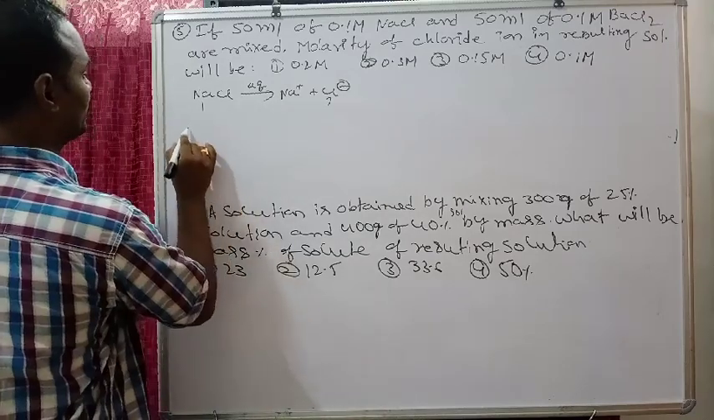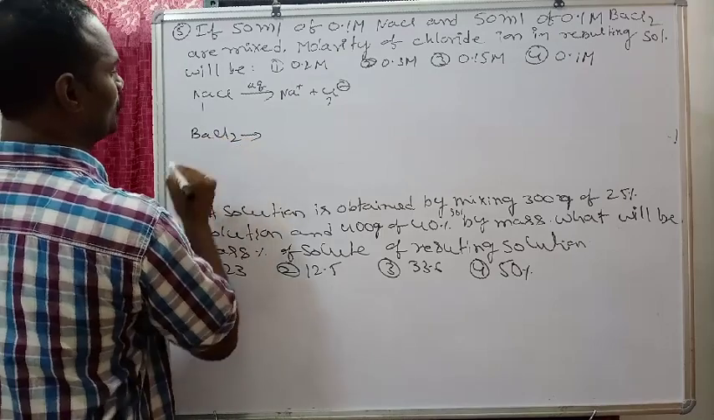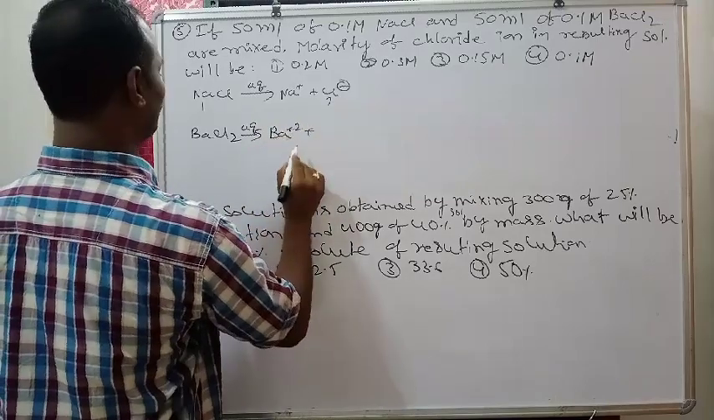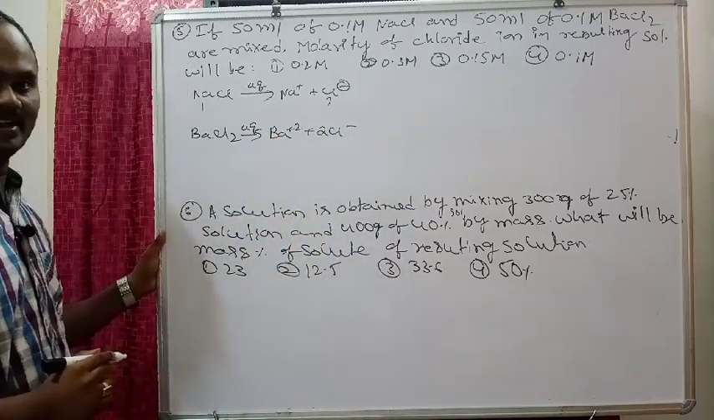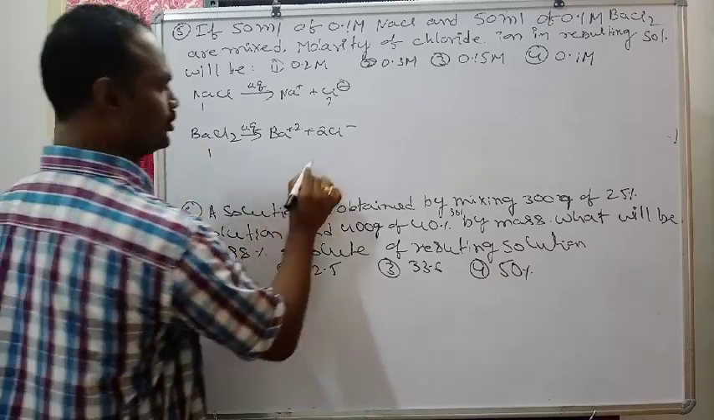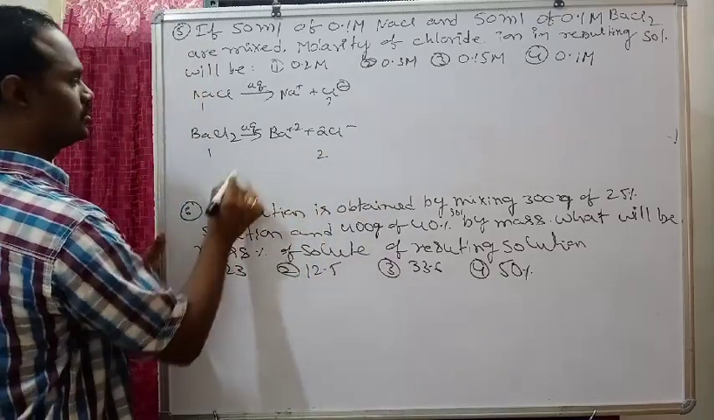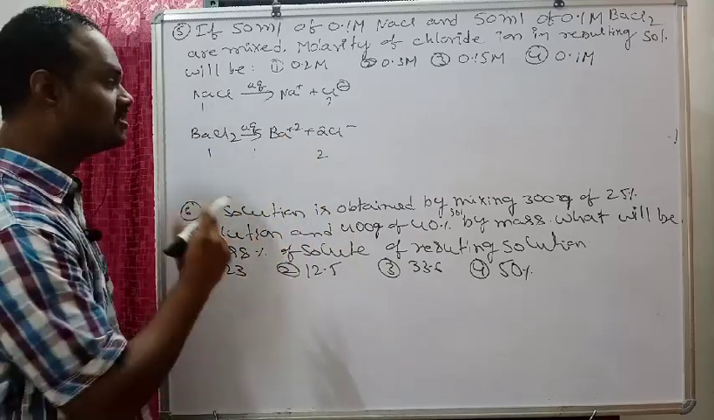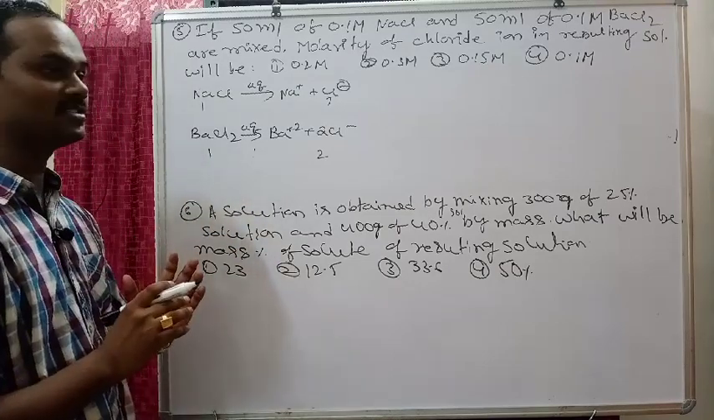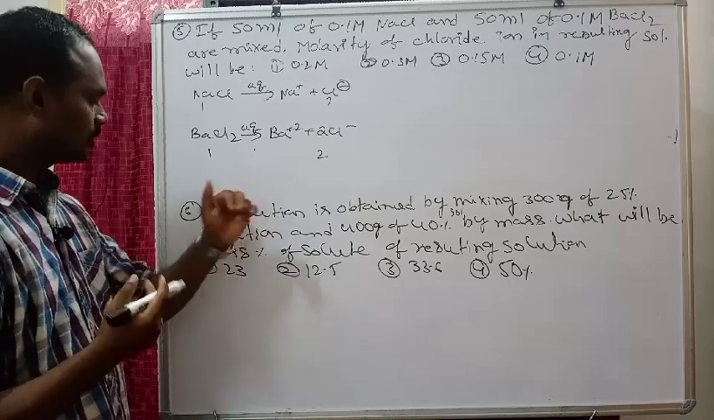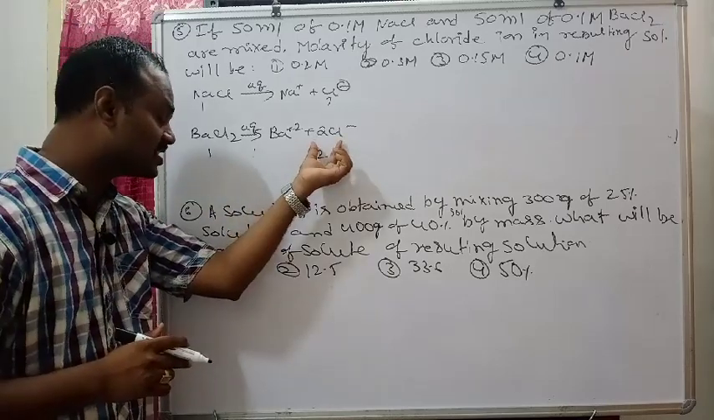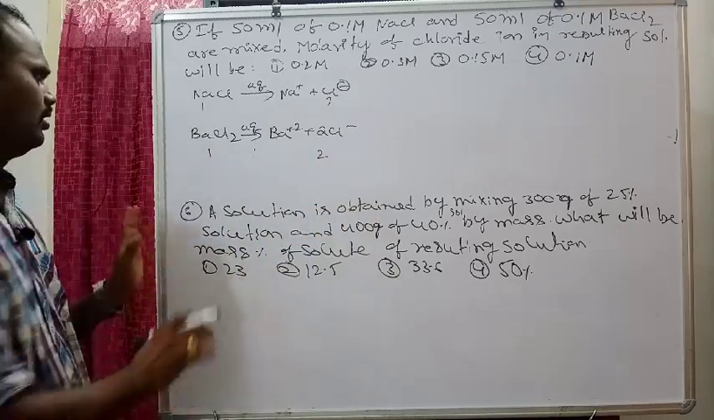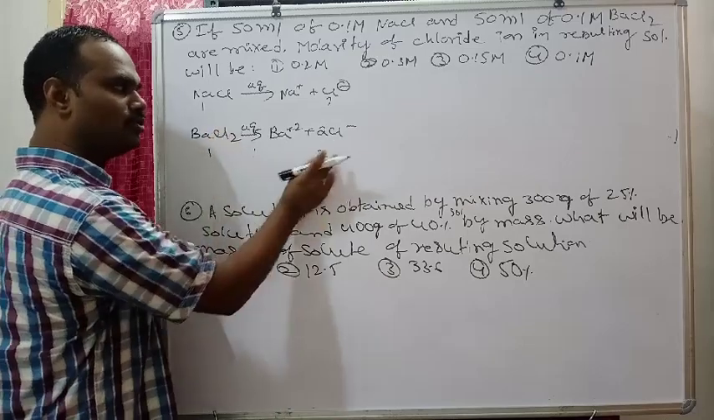Okay, next BaCl2 is seen. BaCl2, barium chloride, when dissolved in water, gives Ba2+ and 2Cl- ion. 1 mole of BaCl2 will give 2 moles of chloride ions. So what is the ratio of concentration of BaCl2 and chloride ion? Here 1:2. In BaCl2 solution, the chloride ion concentration is double the BaCl2 concentration. Simple, 1 mole of BaCl2 will give 2 moles.